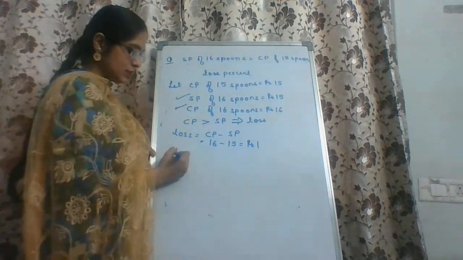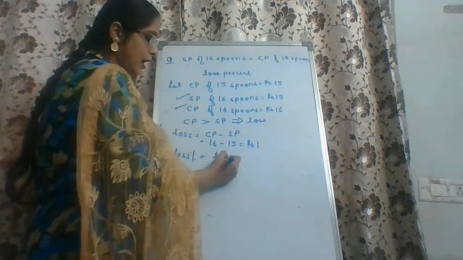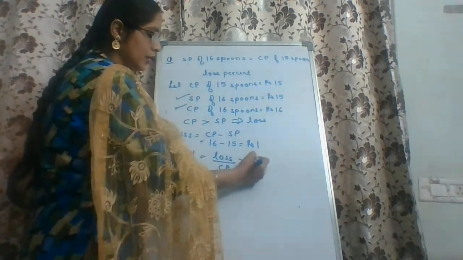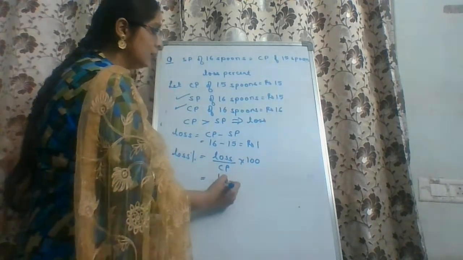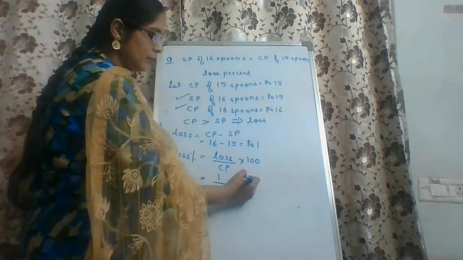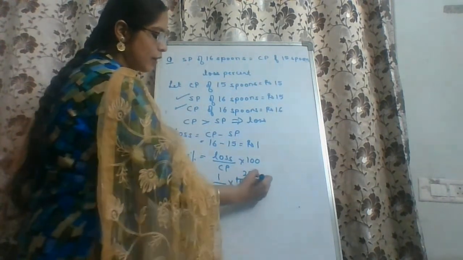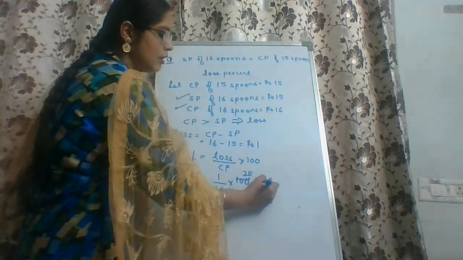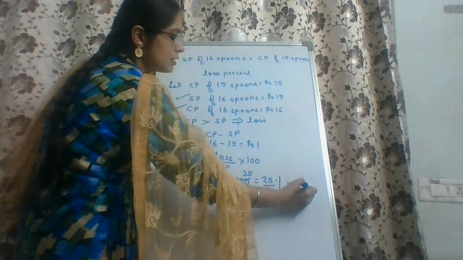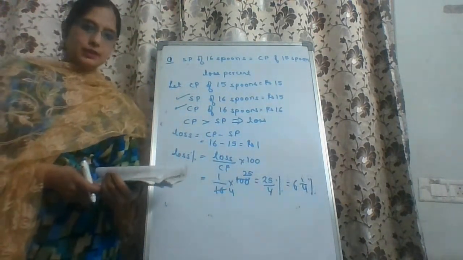Loss percent is equal to loss upon cost price multiplied by 100. This is equal to 1 upon 16 multiplied by 100. Let us simplify it. 4 25 times, 4 4 times. So I get 25 upon 4, which is equal to 6 1 upon 4%. So the loss percent is 6 1 upon 4%.